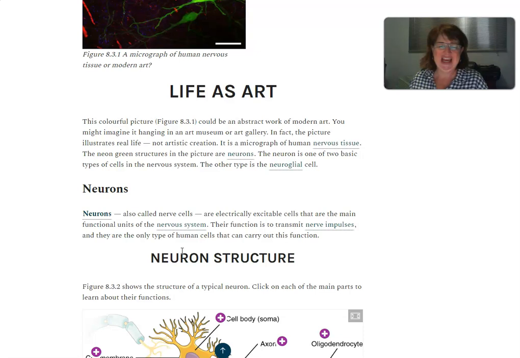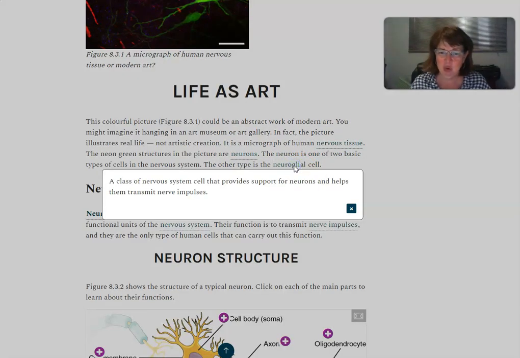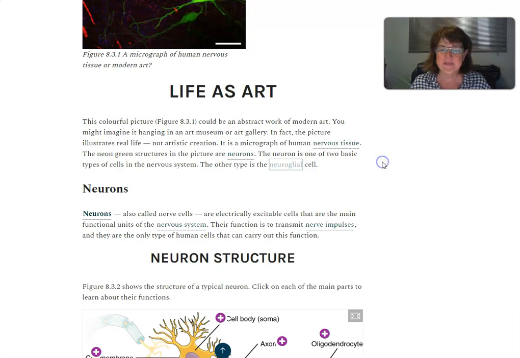And then there is another term called neuroglia. So here it is here, neuroglia. And glia stands for glue. So neuroglia are the cells that support and communicate with the neurons.